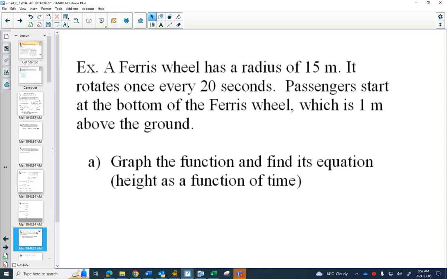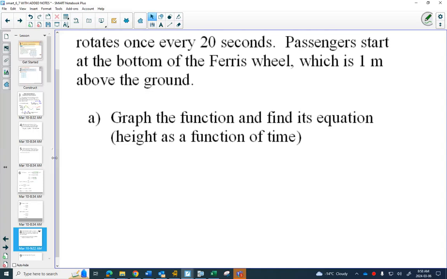So the next situation we have is something that rotates in a circle or something that's periodic in nature. Because it rotates in a circle, you know that it can be graphed with sine and cosine. And we have a Ferris wheel with a radius of 15 meters that rotates once every 20 seconds. So what does that mean for us?